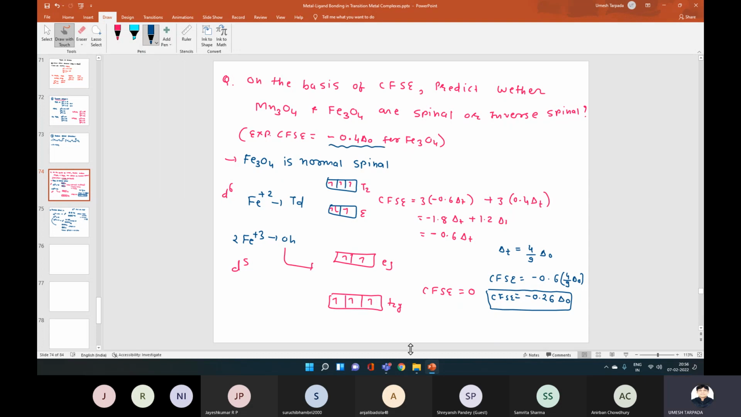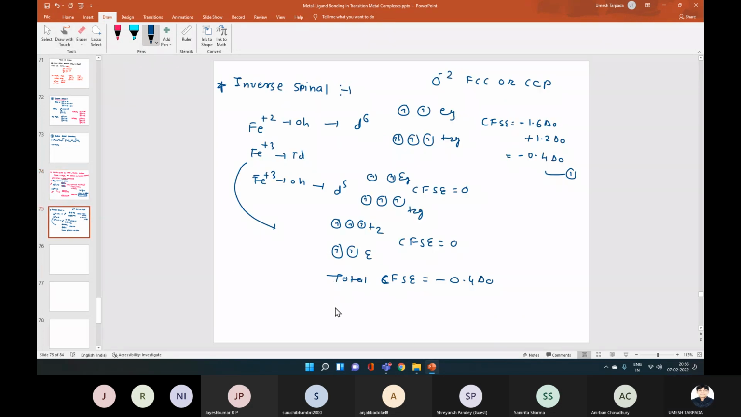Okay, and therefore it is which structure? It is matched with experimental. So your structure is inverse spinel, because your calculated data is matched with the experimental. Is it okay?